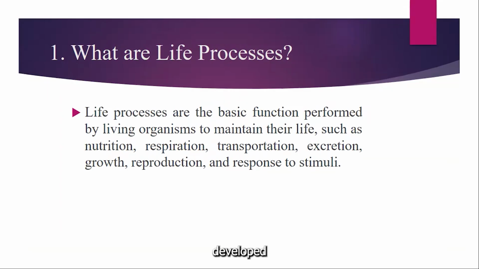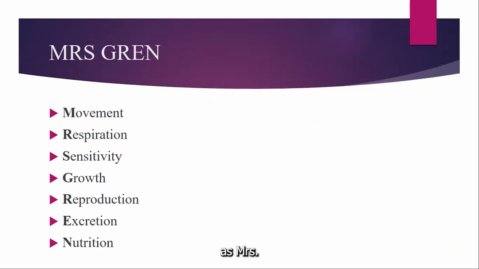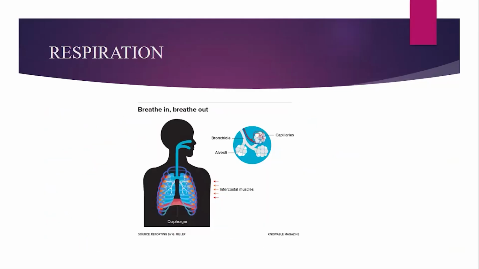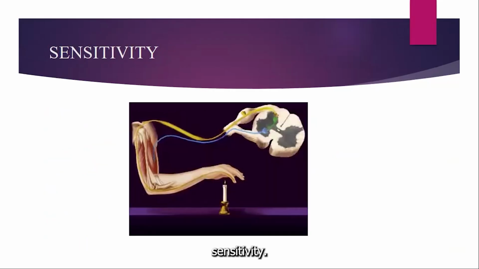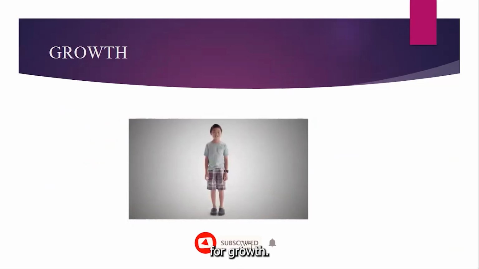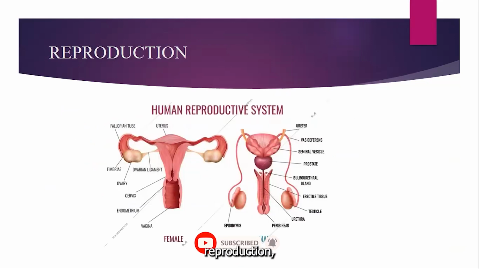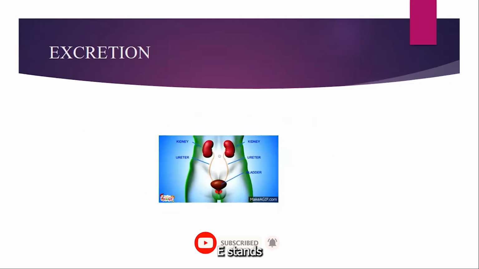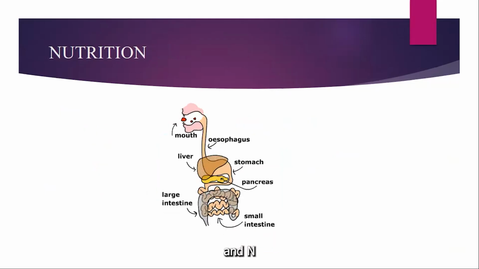So I have developed a mnemonic so that you remember all these processes, and it is known as MRS GREN. M stands for movement, R stands for respiration, S stands for sensitivity or the sense to stimuli, G stands for growth, R stands for reproduction, E stands for excretion, and N stands for nutrition.